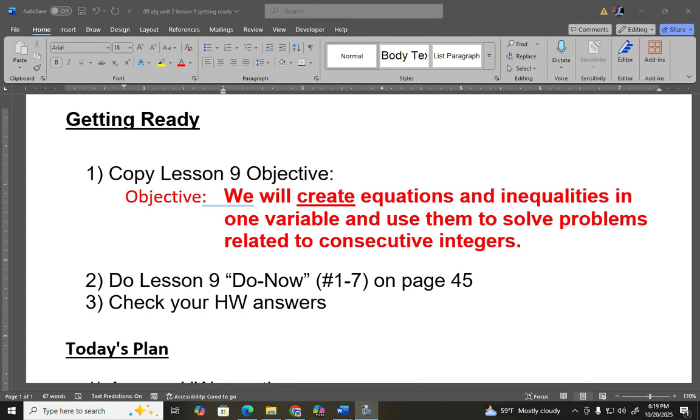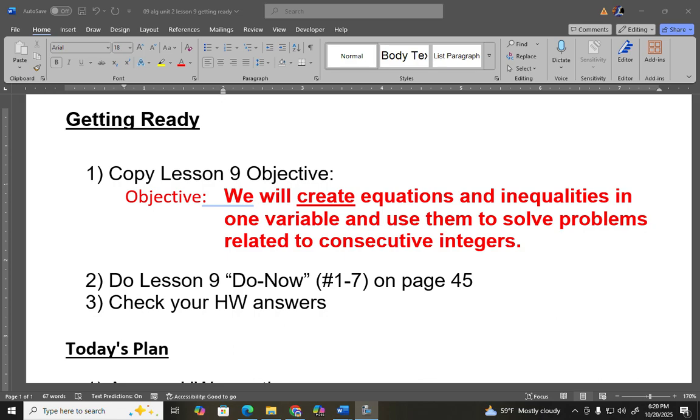So today we're on lesson 9. We will be creating equations and inequalities in one variable and use them to solve problems related to consecutive integers. Last year you did do some consecutive integer problems. So we'll start off with some fairly easy ones. They'll get a little more difficult as we go on.